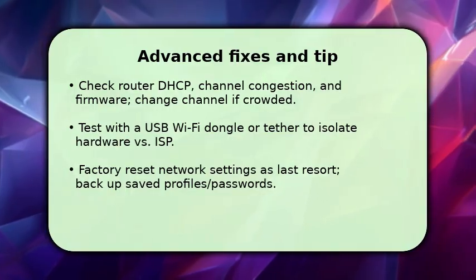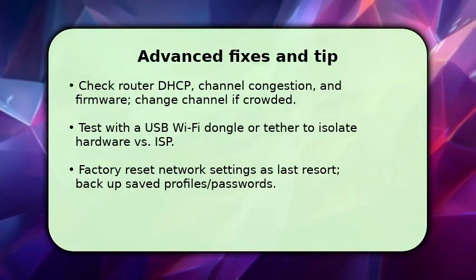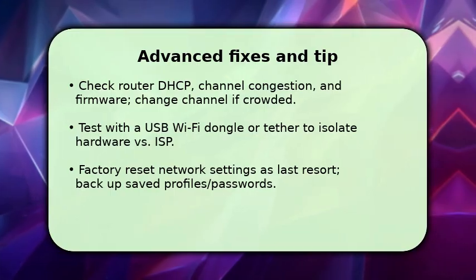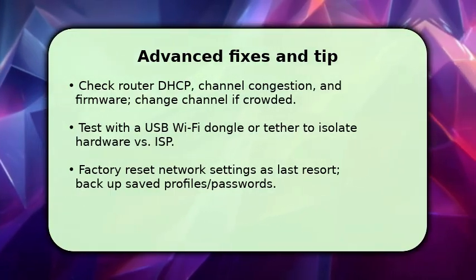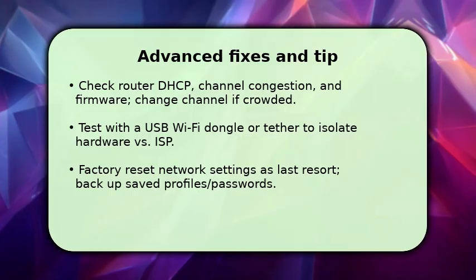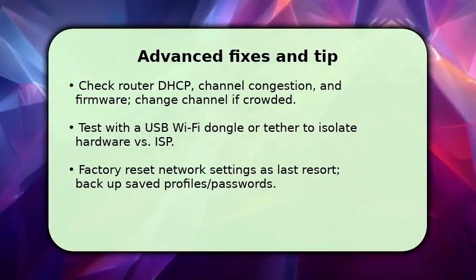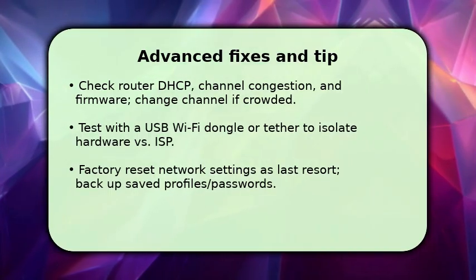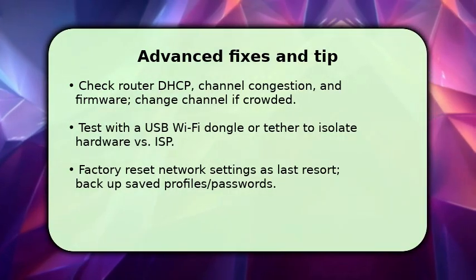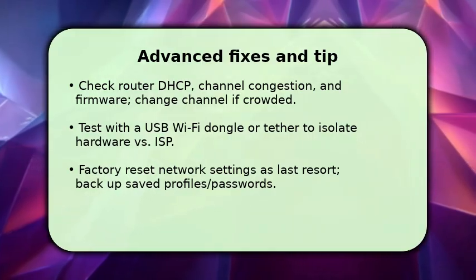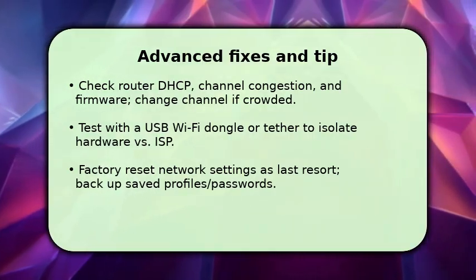This reduces interference. If problems remain, test with a USB Wi-Fi adapter or mobile tether. This tells you whether the laptop's radio is faulty versus the ISP. Finally, only as a last resort, perform a factory reset of network settings on the laptop after backing up saved networks and passwords so you can rebuild a clean, working configuration.